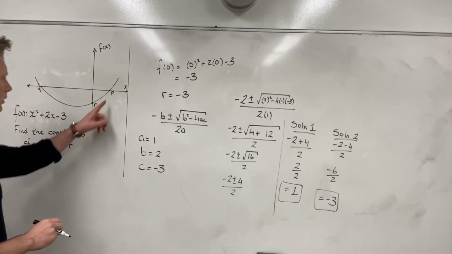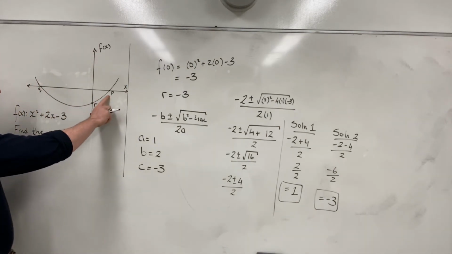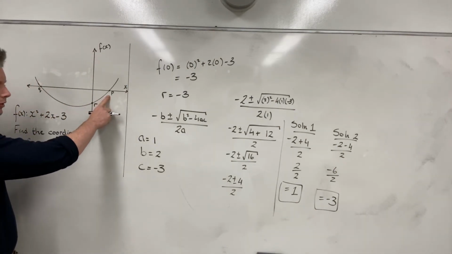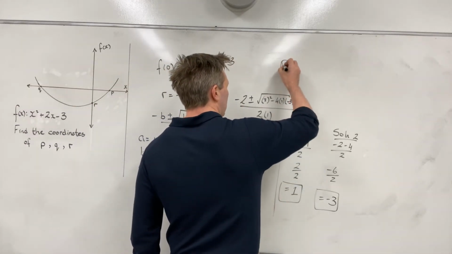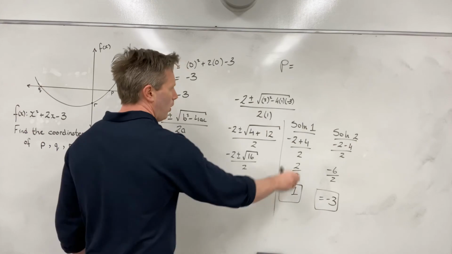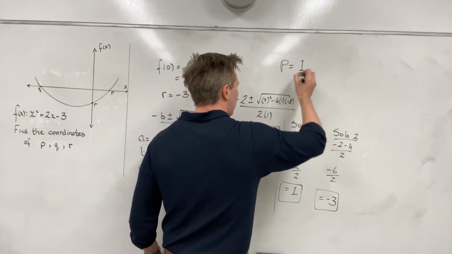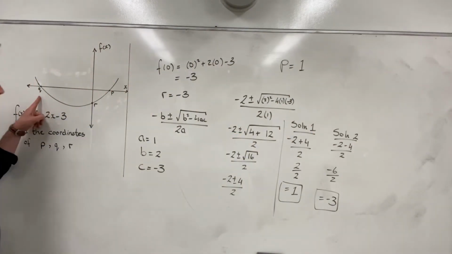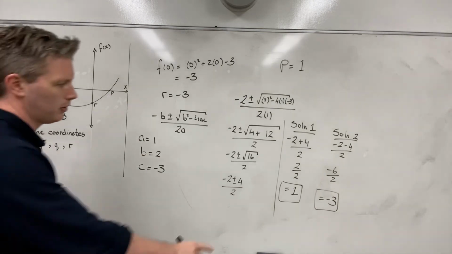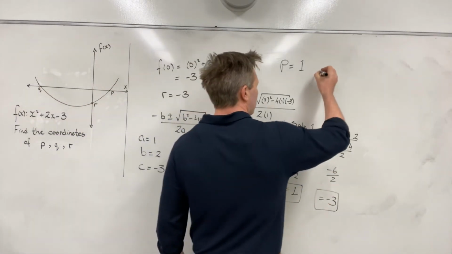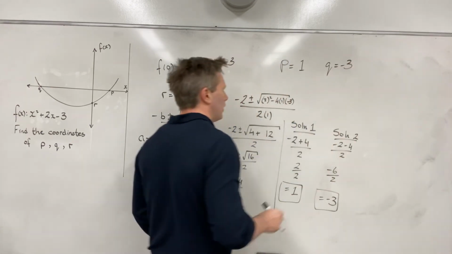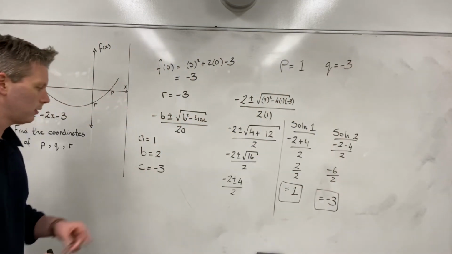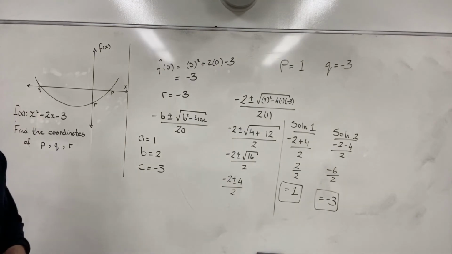Clearly, this is on the positive side. This P value here is 1. So P is equal to 1. And clearly my Q is on my negative side, so Q is equal to negative 3. And so I have found P and Q, and I have found R, and I have completed my question.